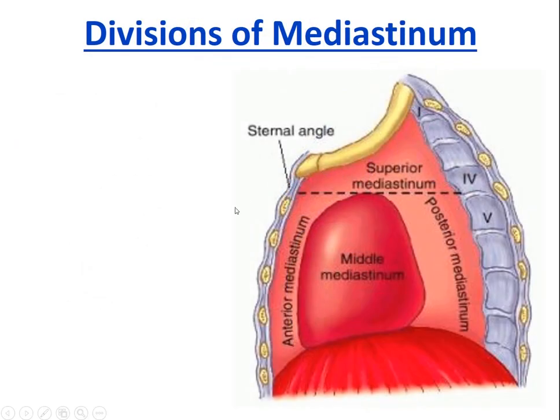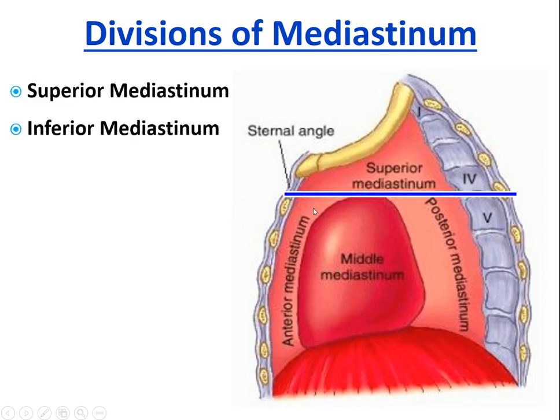Now, this mediastinum is further subdivided by an imaginary plane which passes through the sternal angle anteriorly and the lower border of the 4th thoracic vertebra posteriorly, and that will divide the mediastinum into an upper part known as the superior mediastinum and a lower part known as the inferior mediastinum.